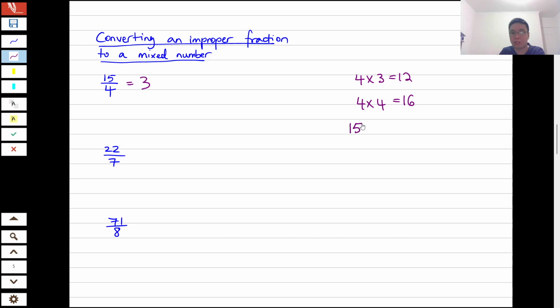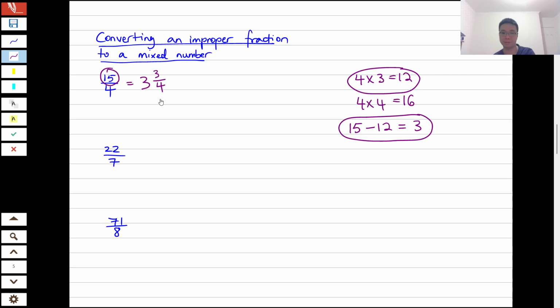And now all I need to do is take 15, which is the numerator of my improper fraction, and take away 12, which was 3 wholes. That is, 3 wholes gave me 12 quarters, and 15 minus 12 gives me 3. So 15 on 4 is the same as 3 and 3 quarters.